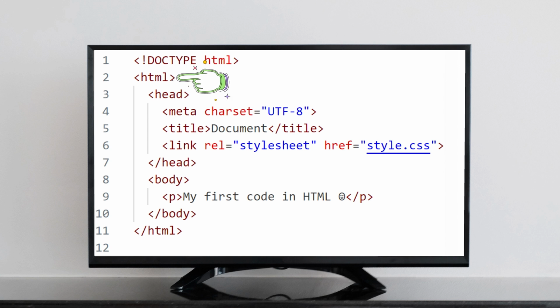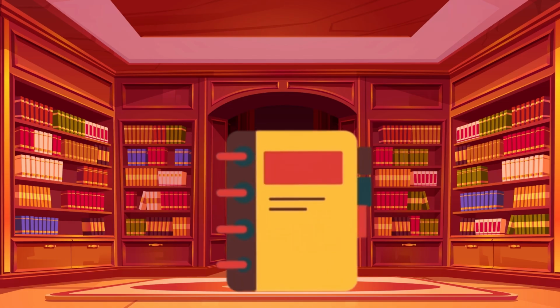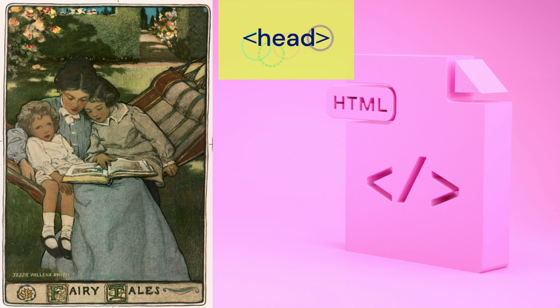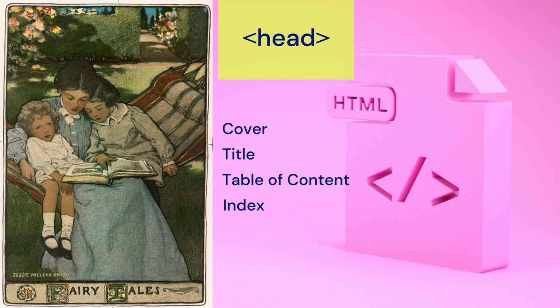Almost every HTML document is like a book with two main things, the head and the body. Imagine an HTML document as a book. The head is like a book's cover, title page, table of contents, and index. It provides some metadata information about the book, like what is the title of the book, who is the author and publisher. This information helps you navigate and understand the book.